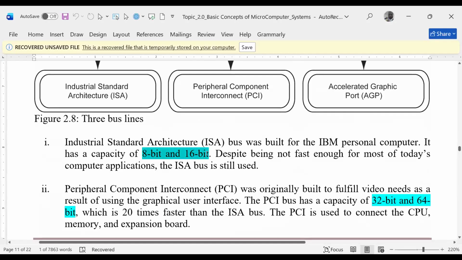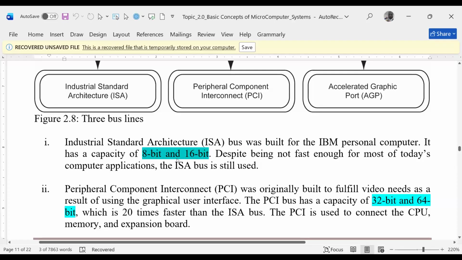Most of today's machines are not using this technology, being more powerful than 8 or 16 bits. Despite being not fast enough, it's still being used. This 8-bit, 16-bit, as most computers today don't use this, but it's still in use. Some also use this one, 8-bit, 16-bit at a time. The bit is a smaller unit; more bits, more signal data can be moved at a time.